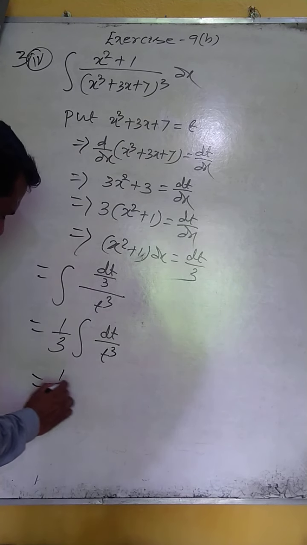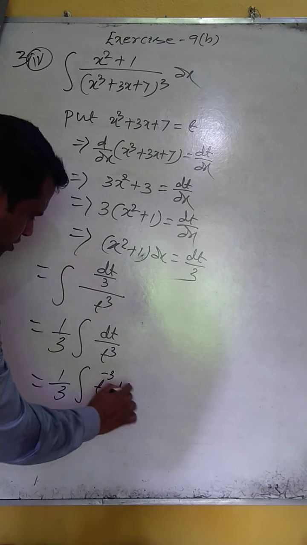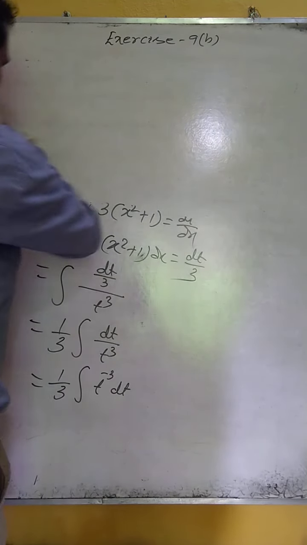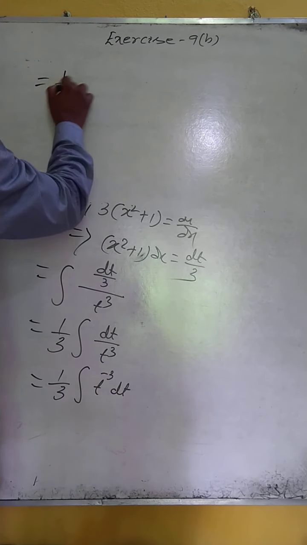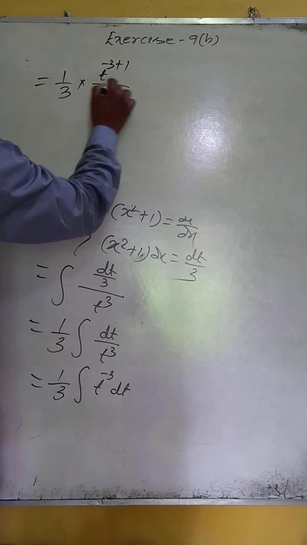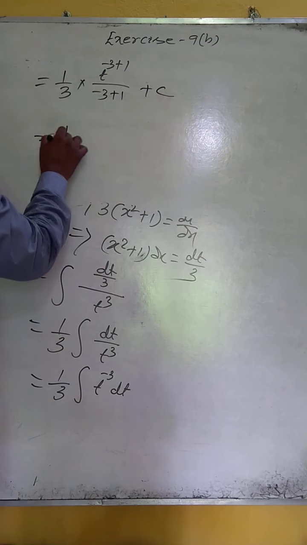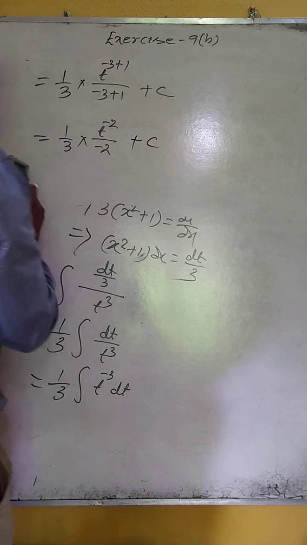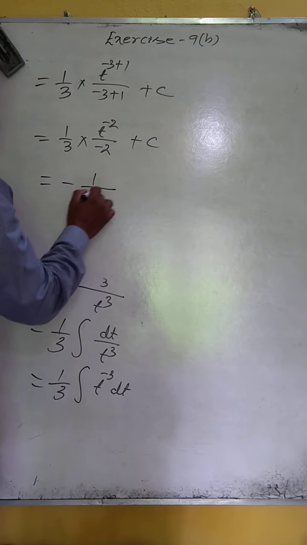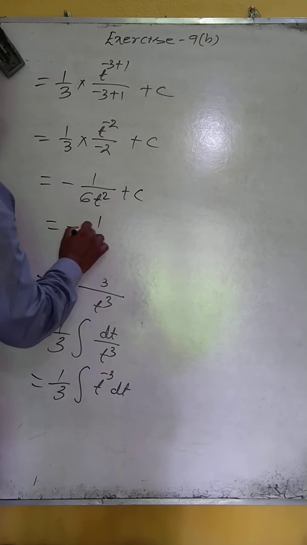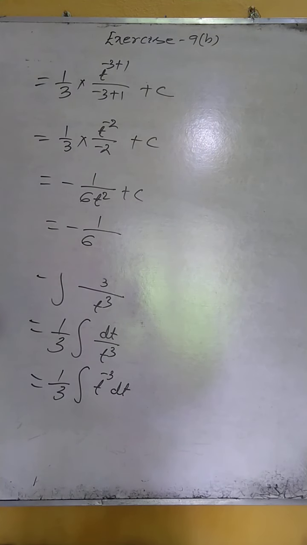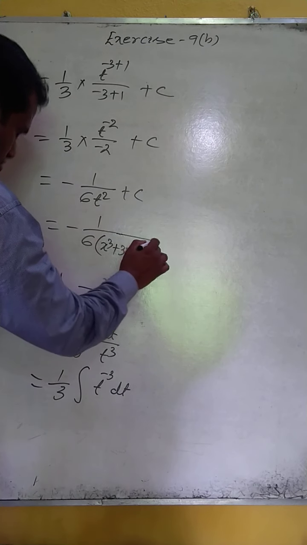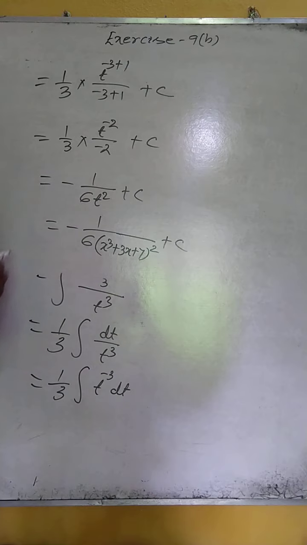Okay, that we write 1 by 3 integral t to the power minus 3 dt. So that equals 1 by 3 into t to the power minus 3 plus 1 divided by minus 3 plus 1 plus c. That equals 1 by 3 into t to the power minus 2 by minus 2 plus c. That equals minus 1 by 6 t square plus c. Minus 1 by 6 t square means, in place of t, we put x cube plus 3x plus 7 whole square plus c.